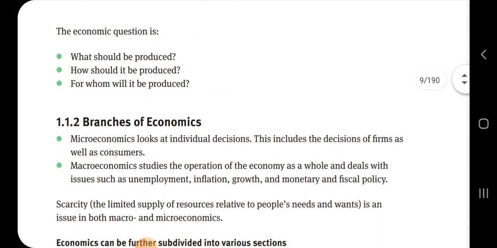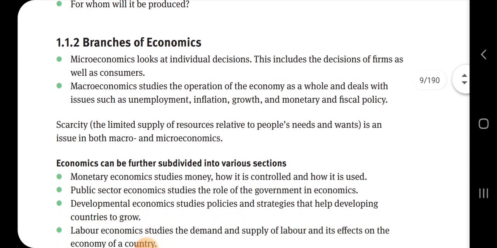So the economic questions are: what should be produced? How should it be produced? And who will produce it? That is the economic question. So what should be produced in order to satisfy these unlimited needs and wants?